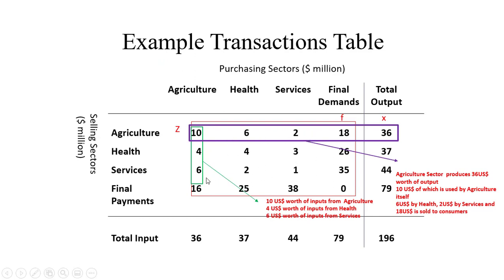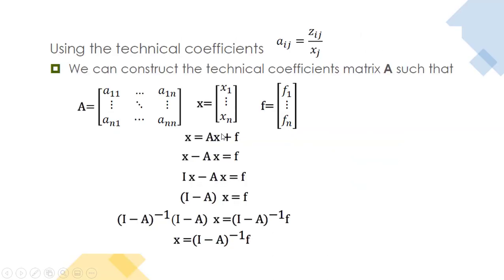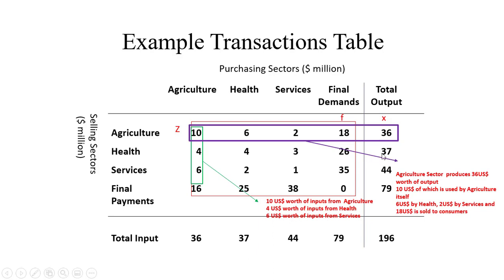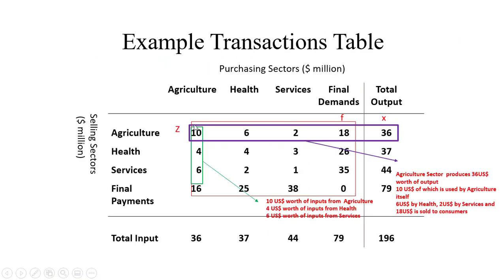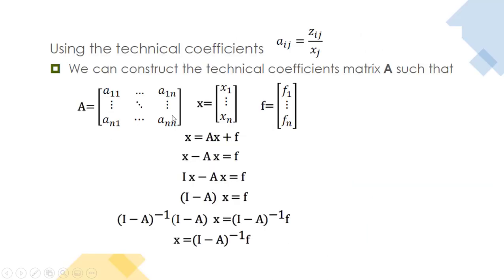This is the intermediate consumption matrix. We denote this with Z, and this X is the output. So how will we calculate the technical coefficient? We divide 10 by 36. This way we will calculate the technical coefficient matrix.